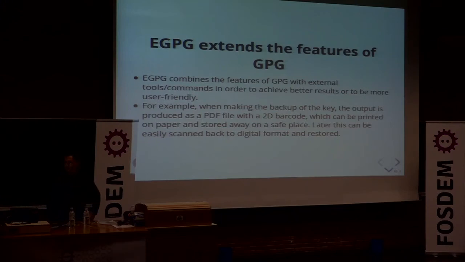EGPG extends the features of GPG. EGPG combines the features of GPG with external tools or commands in order to achieve better results or to be more user-friendly. For example, when making the backup of the key, the output is produced as a PDF file with a 2D barcode, which can be printed on paper and stored away in a safe place. Later, this can be easily scanned back to digital format and restored.